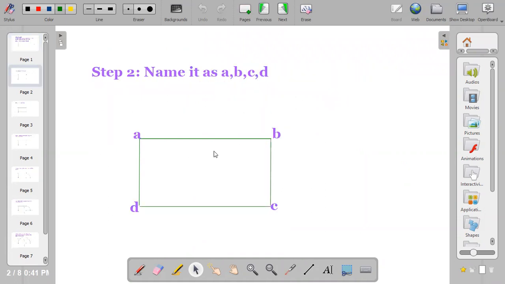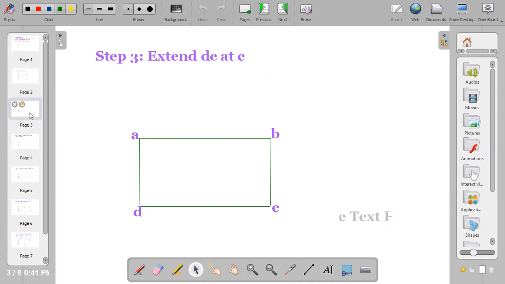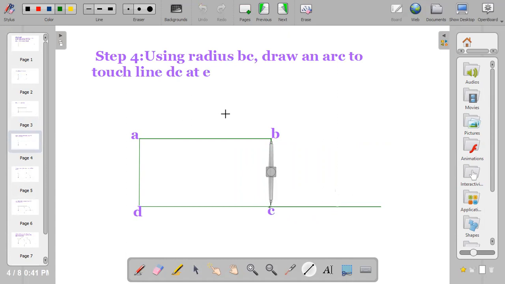Step 2, name the rectangle as shown, A, B, C, and D. Step 3, extend DC at C. Bring out your ruler and extend line DC at C. The next step is to use the radius of BC.